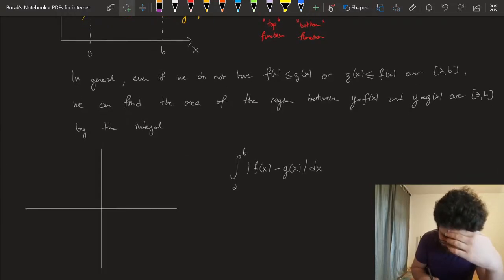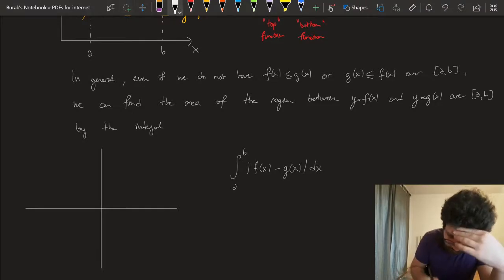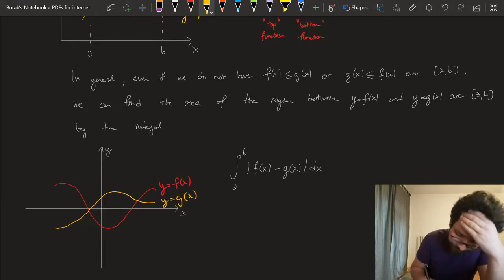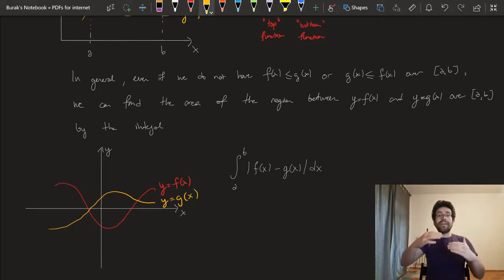Okay, let's put it over here. And let's say that this is y equals f of x, and this is y equals g of x. Now, what if the picture is like this? It's not the case that one of these functions dominates the other one. They just go up and down. They're maybe like intersecting on one interval. One of them is bigger on the other. On some other interval, the other one is bigger.